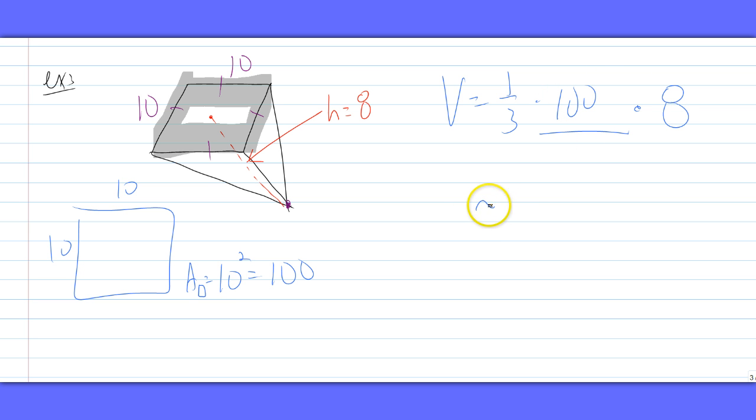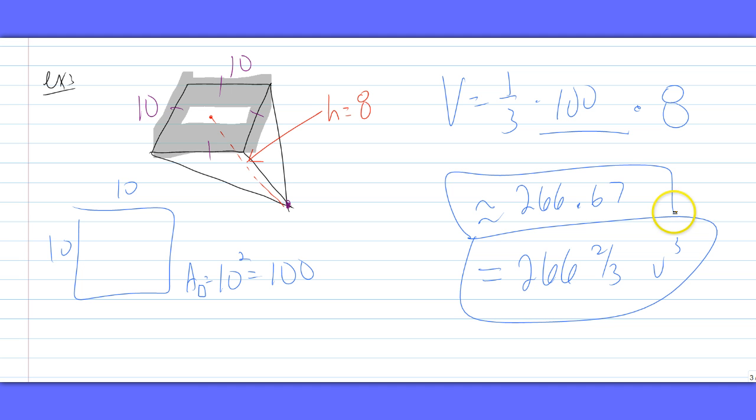Multiply all this together and we get about 266.67, or we could have said exactly 266 2/3 units cubed. Either one of those answers we would accept.